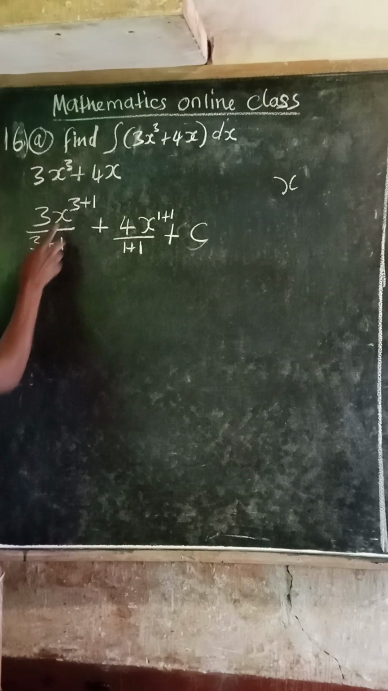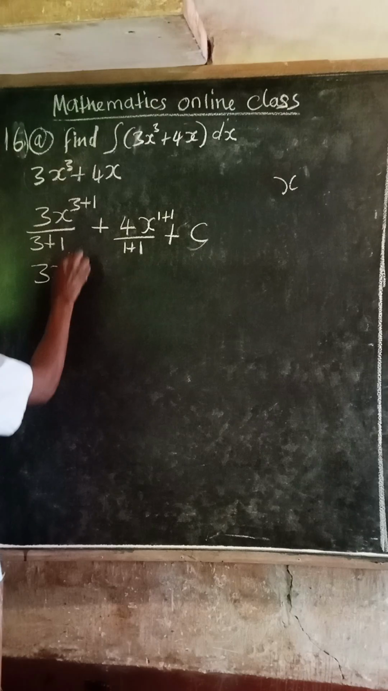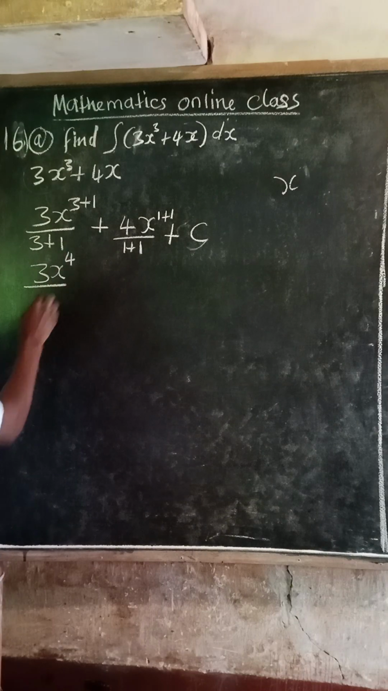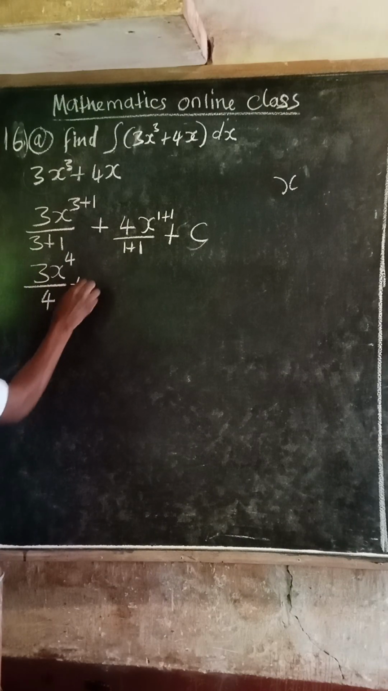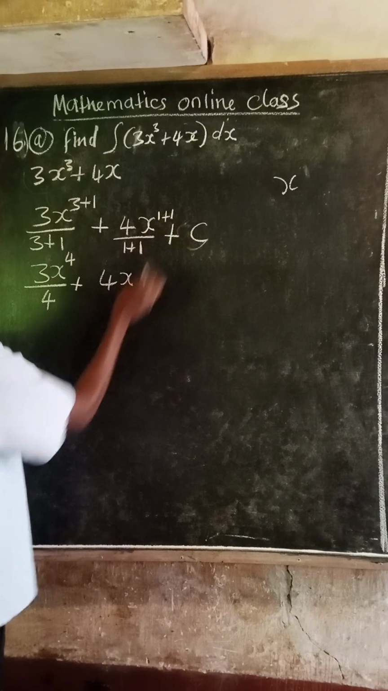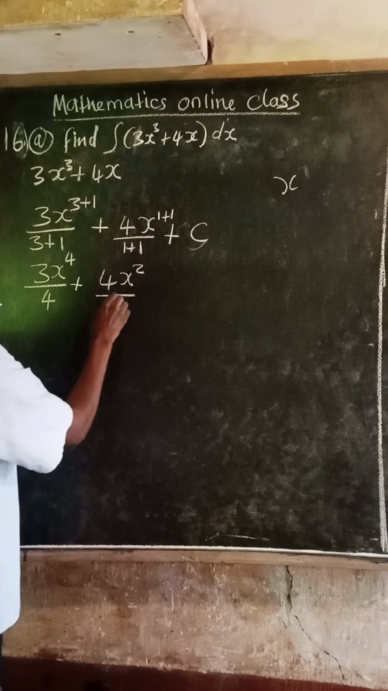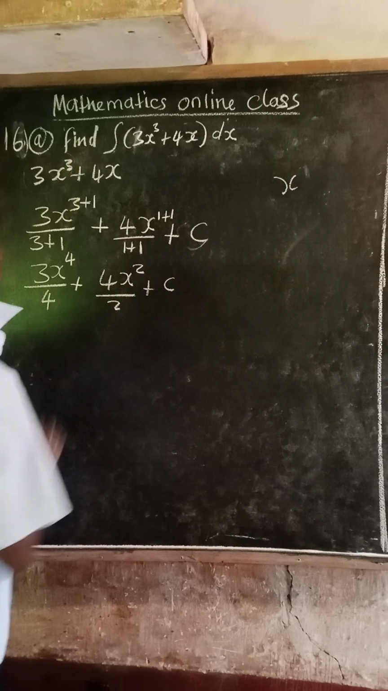Then from there, you now simplify what you have. So 3x, 3 plus 1, you are going to have 4 over 3 plus 1 is 4. Then plus, here again you say 4x, 1 plus 1 is 2, then over 1 plus 1, 2. Then plus what? C.